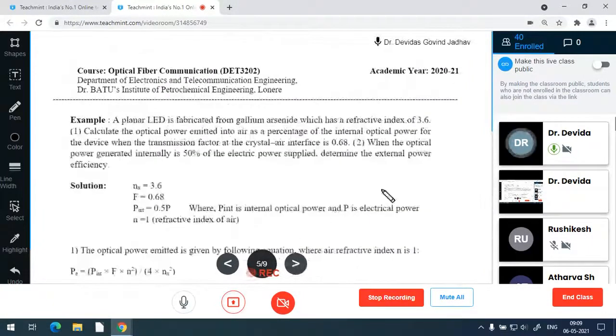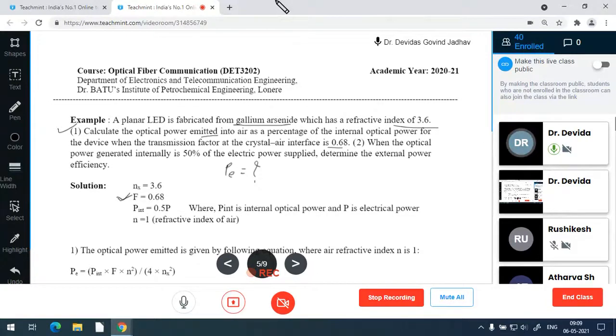Okay, next problem. A planar LED is fabricated from gallium arsenide. So this is the material which has a refractive index of 3.6. Then calculate number one, the optical power emitted into air, PE. We have to calculate the emitted power, PE, as a percentage of the internal optical power of the device when the transmission factor at the crystal layer interface F is 0.68.